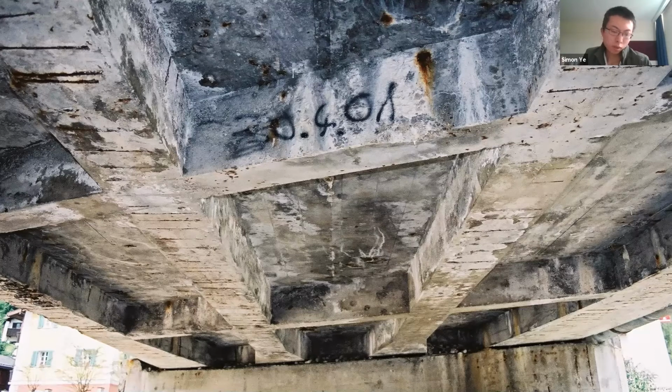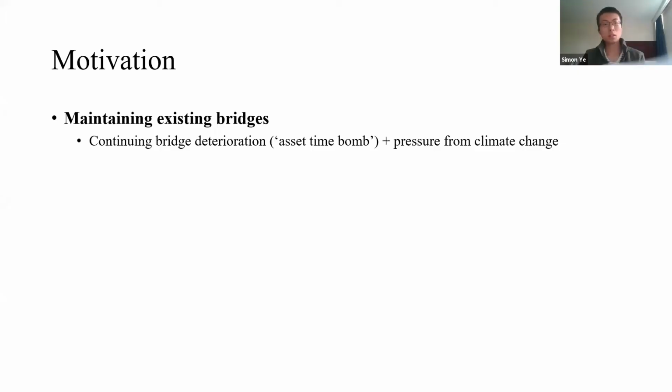We would have to either demolish these bridges because of the corrosion problem or refurbish them to extend their service life. And we know that because of climate change, there is going to be a problem of carbon emissions if we choose to demolish all of them. We need to better maintain our existing bridges because of the continuing bridge deterioration and asset time bomb problem, and also there's pressure from climate change. And better maintenance relies on more reliable examination of the current condition.